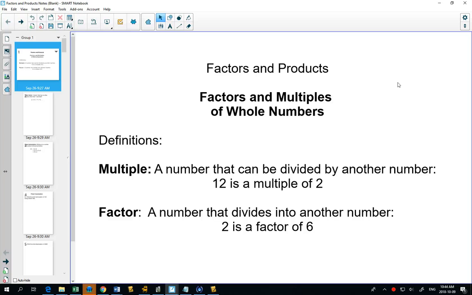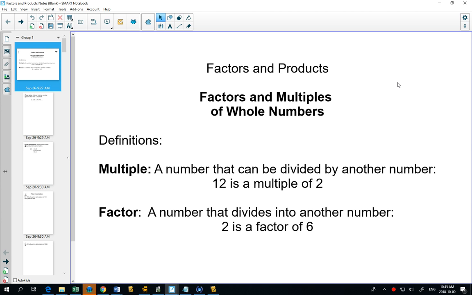We start off with some definitions. A multiple is a number that can be divided by another number. 12 is a multiple of 2. If we wanted to list all the multiples of 2, we would start with 2 because it's 2 times 1. Then we go to 4 because it's 2 times 2. Then 6, then 8, then 10.